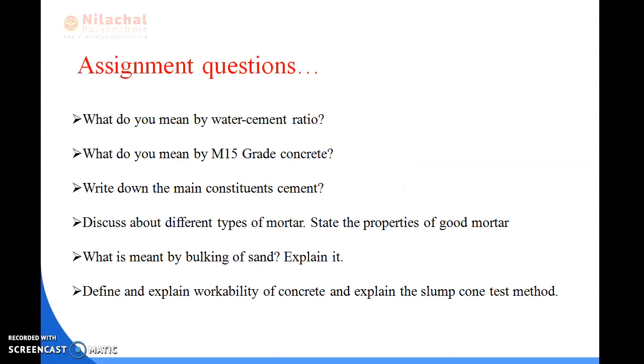Okay, so these are all the assignment questions. As I have discussed with you: what do you mean by water cement ratio, what do you mean by M15 grade concrete, and what are the main constituents of cement? Discuss the different types of mortar, state the properties of good mortar, what do you mean by bulking of sand, explain it, and define and explain the workability of concrete and explain the slump cone test method. These are all the assignment questions.